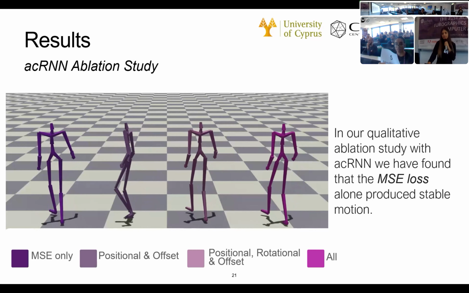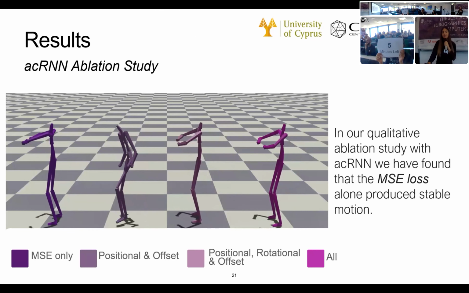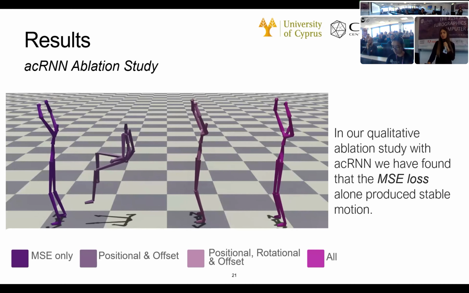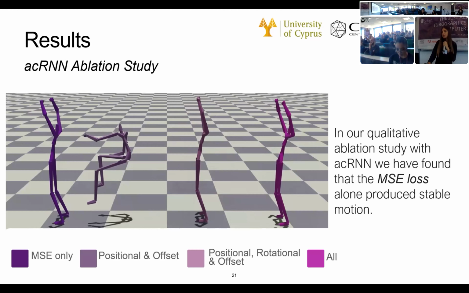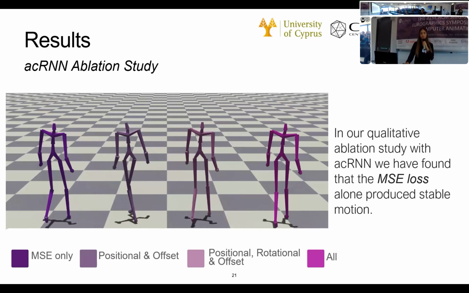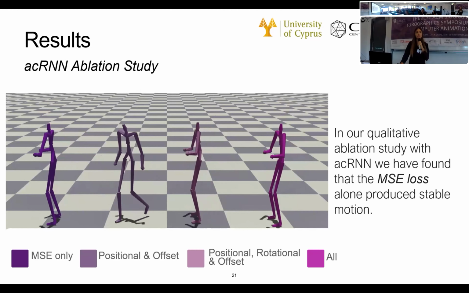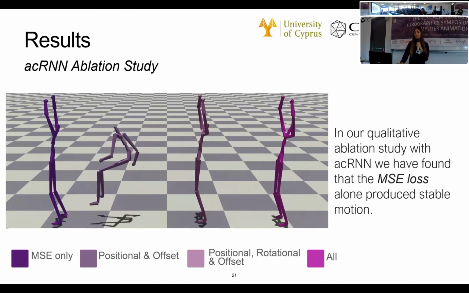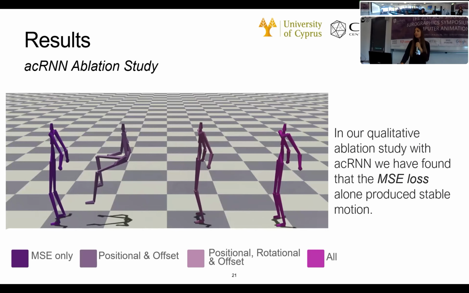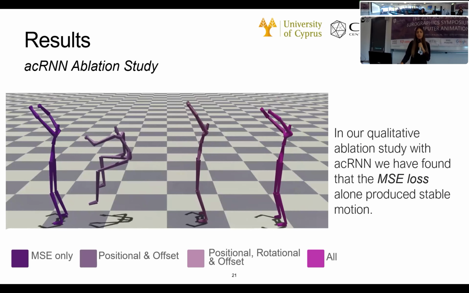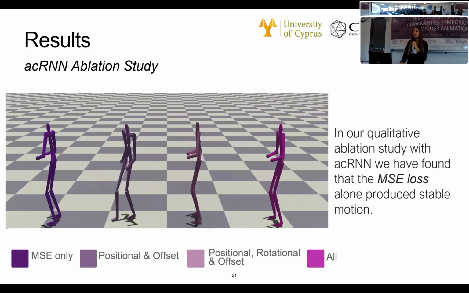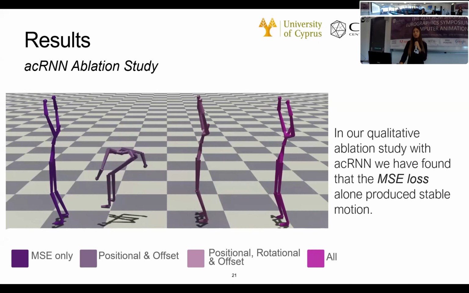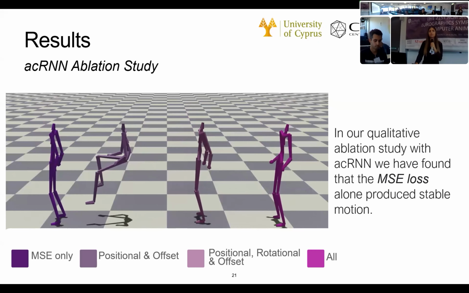In terms of qualitative results, we first conduct an ablation study on the different losses which can be used with our representation. We compare the model trained with mean squared error loss applied on dual quaternions, the positional and offset loss, the positional, rotational, and offset loss, as well as all aforementioned losses. For the ACRNN network, we observe that the mean squared error loss is sufficient to produce stable and realistic models.